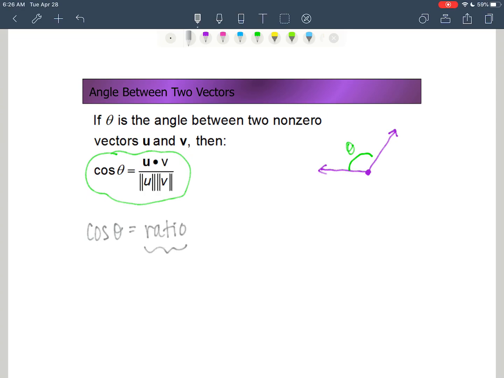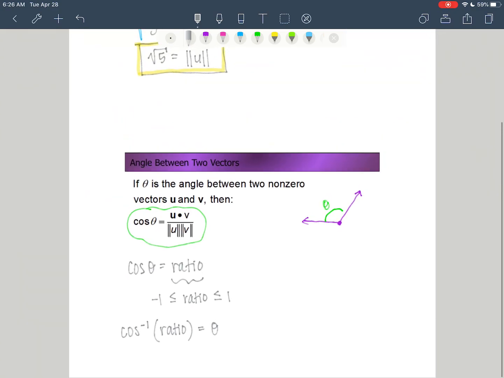Now remember that the cosine of theta is equal to a ratio. And this ratio has to be between -1 and +1. It could actually equal -1 or +1, but it can't be anywhere outside of that inequality. So in order to find theta, we're going to be putting that ratio in so that we can get our angle theta. So let's take a look at an example.